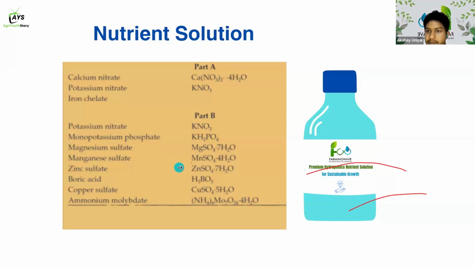But if all the chemicals are stored in a single container, it is possible that they will react with each other. So we have different parts, and depending on the crop and the complexity of the crop, we can have at least two different solutions.